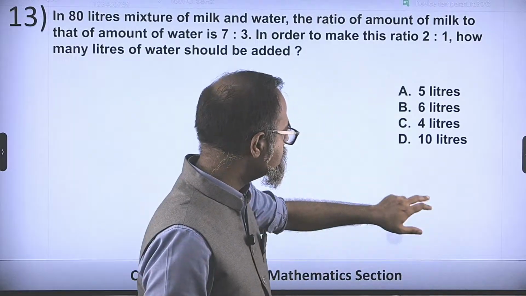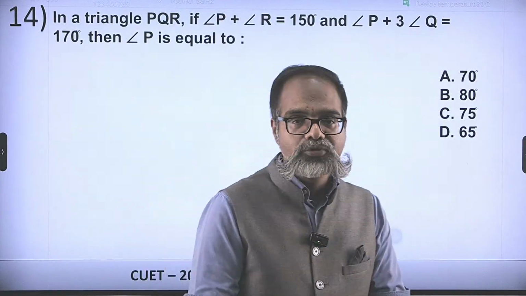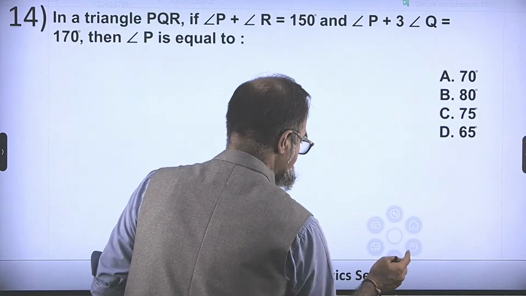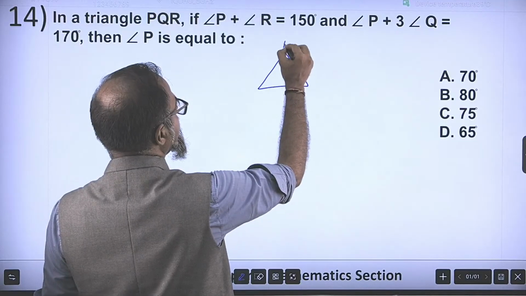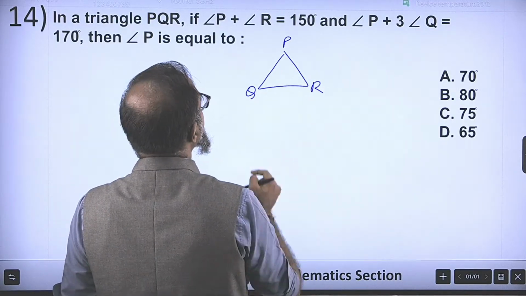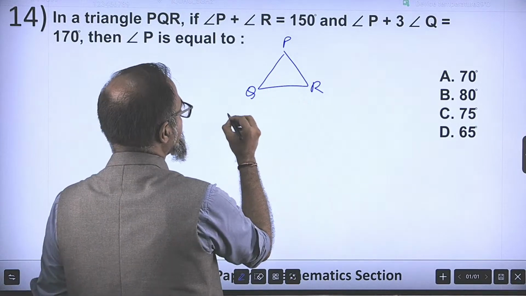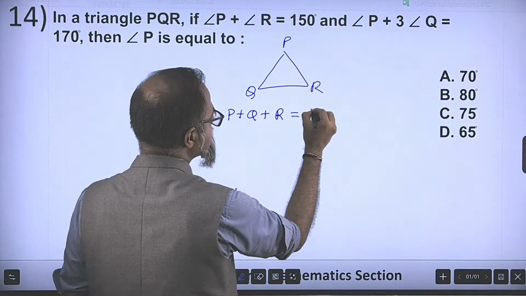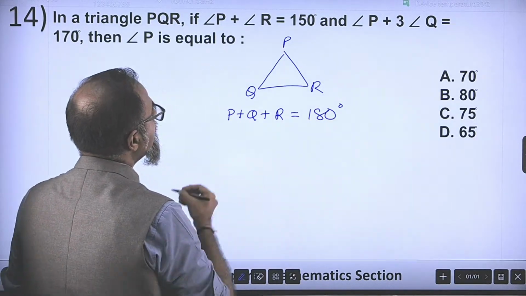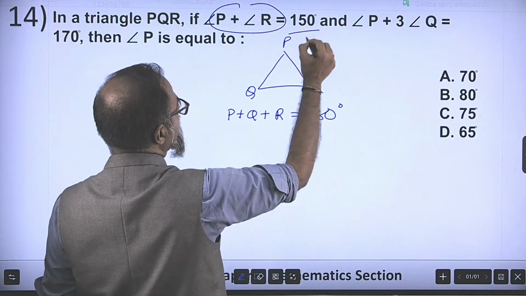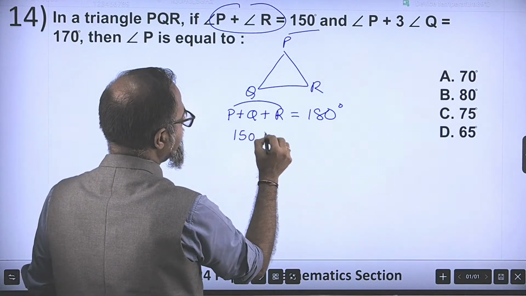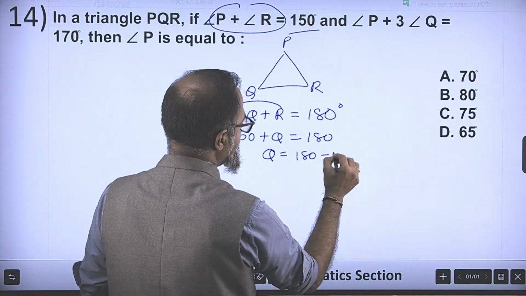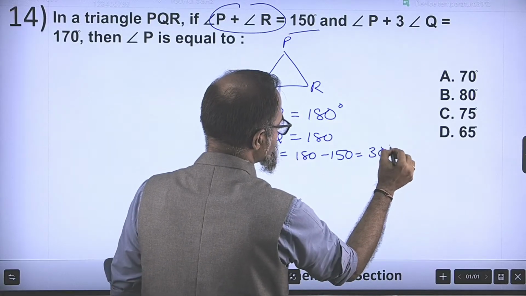Okay, now, geometry. In a triangle PQR, okay, so I have a triangle P, Q and R. Now P plus R is 150. Now in a triangle, I know the sum of the three angles is always 180 degrees. And I'm given P plus R is 150. So 150 plus Q is 180. So Q is 180 minus 150, which is 30 degrees.